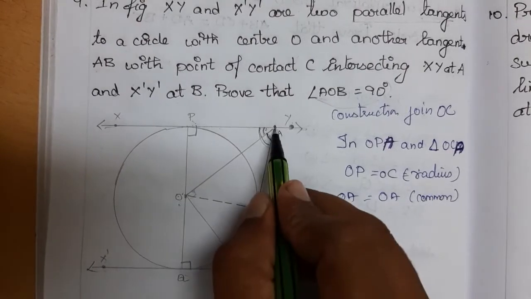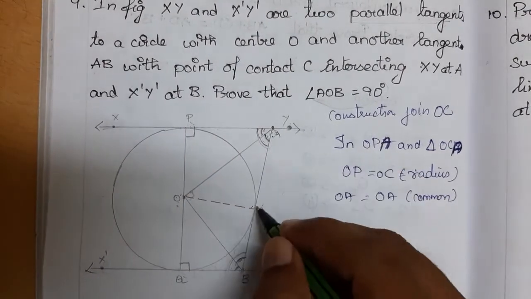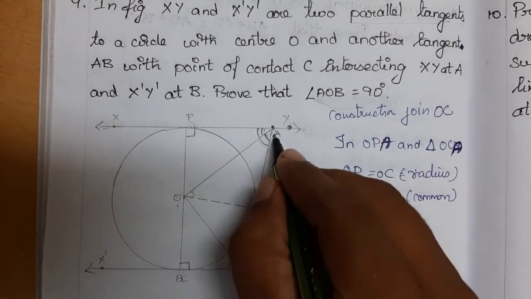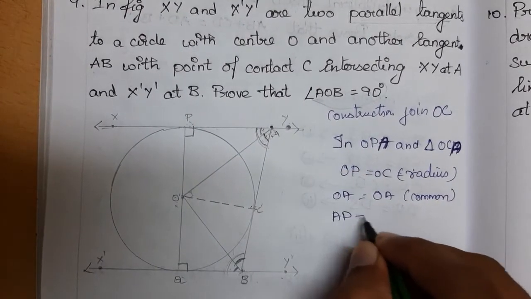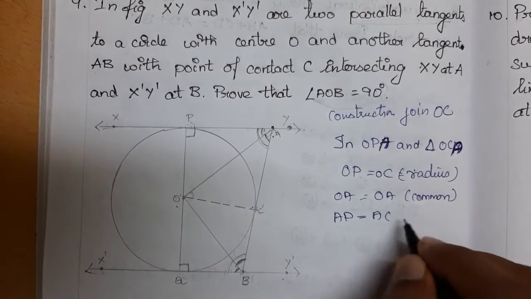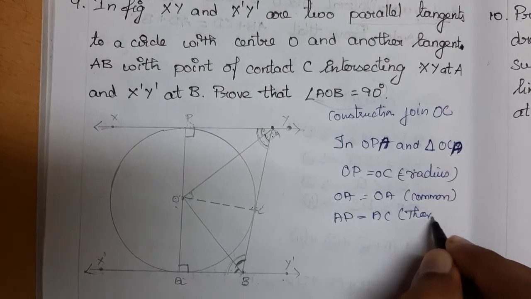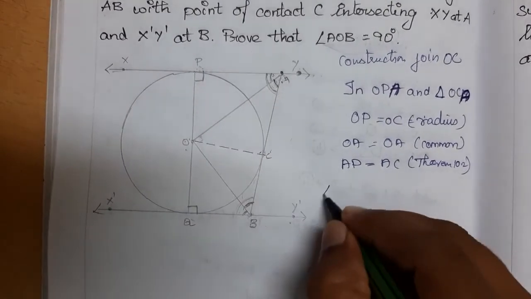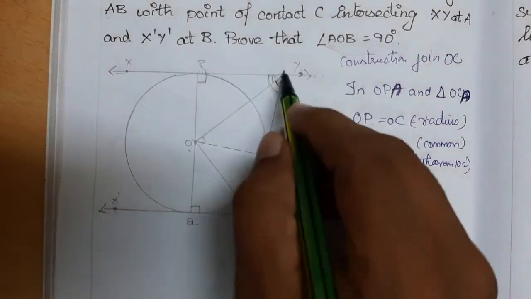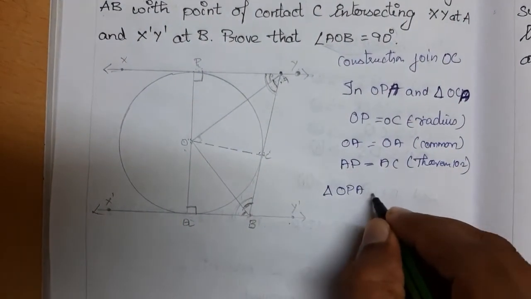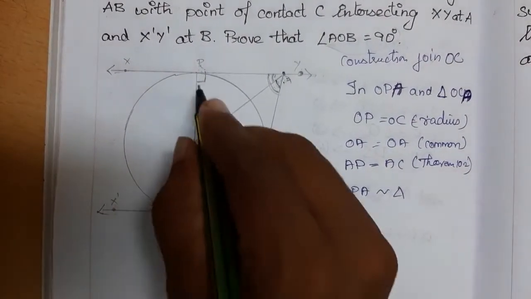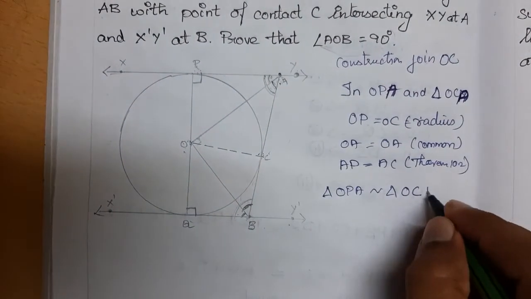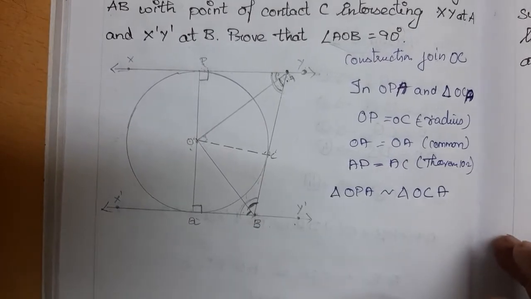So next, the rest is AP and AC. This is also the same because they are tangents drawn from an external point. So AP is equal to AC. So by which theorem? Theorem 10.2, right? So therefore the triangle OPA is congruent to triangle OCA, since OP is equal to OC, and OA is common.